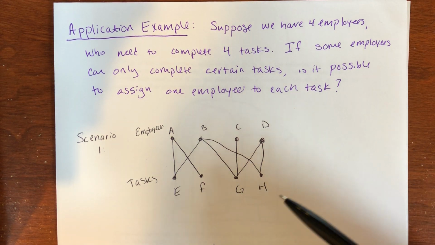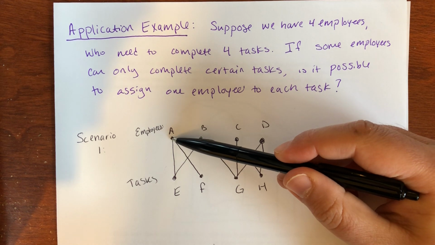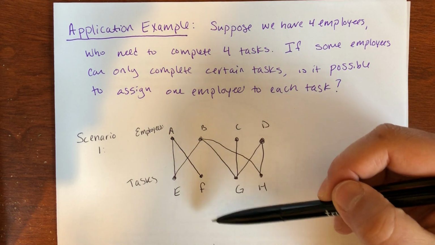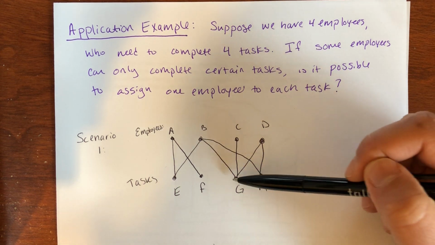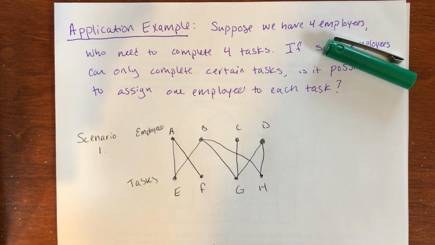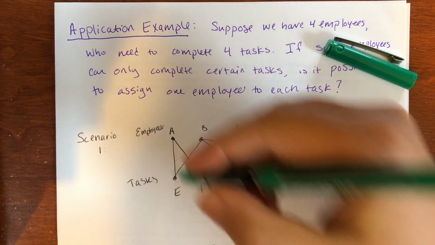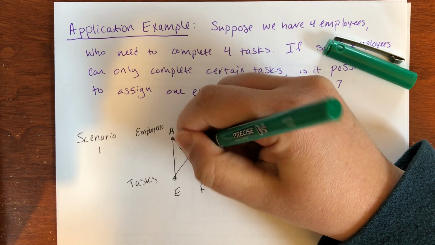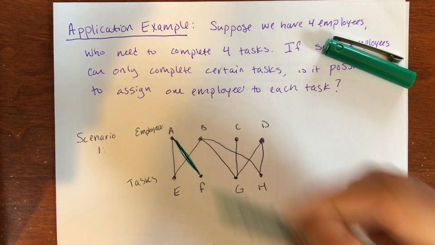Okay, well, think about it for a sec. What we're trying to do is find a way to assign one task to one employee in such a way that all 4 employees get used and all 4 tasks get completed. Okay, well, let's try to think through what would need to happen here. Task F can only get completed by employee A. Nobody else knows how to do that task, which means when we do this, we're going to have to assign task F to employee A.